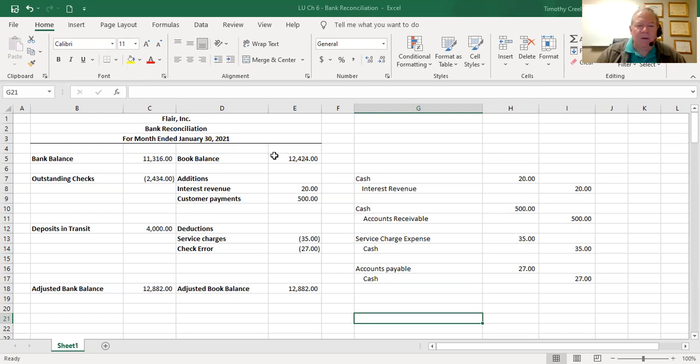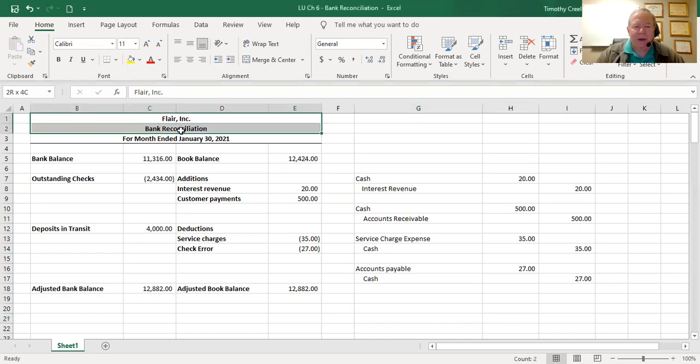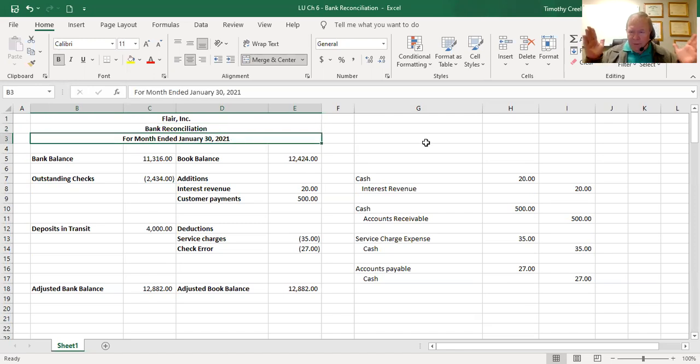Now, I've got a copy of a bank reconciliation over here. So you see the name of the company, you see bank reconciliation, and typically bank reconciliations are done every month because banks keep up with information based on a calendar month. They'll send you a statement, or you can pull a statement, for every calendar month. So companies should do this on a monthly basis.